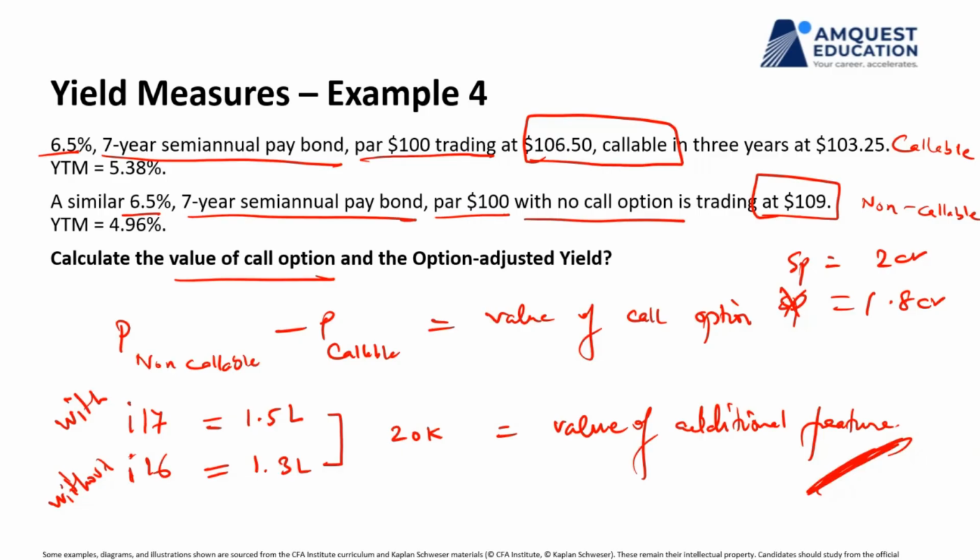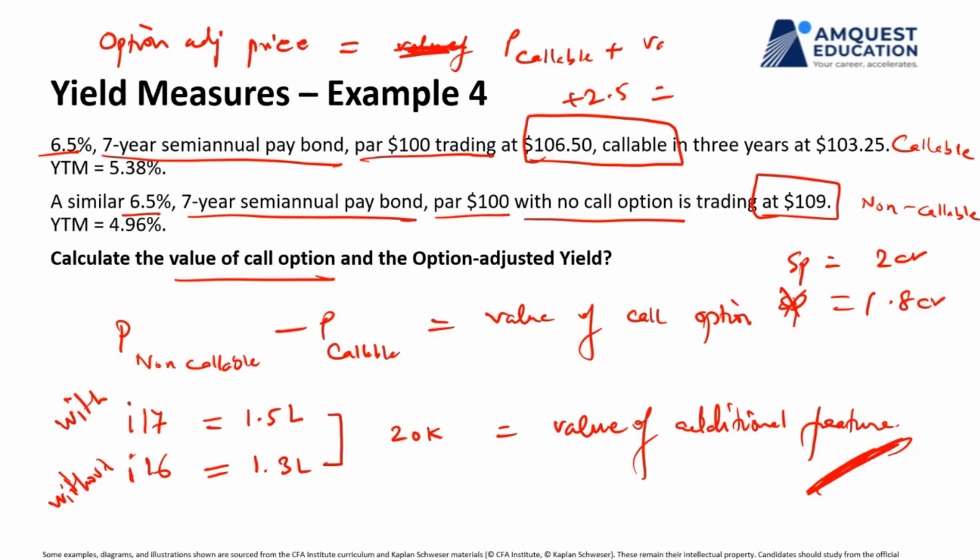Okay. Option adjusted yield. Now, how do we calculate option adjusted yield? So, look, a callable bond is trading at 106.5. Okay. And 2.5 rupees is the value of the option, which means option adjusted price, right? The formula that we should look at is option adjusted price is equal to price of callable bond plus value of call option.